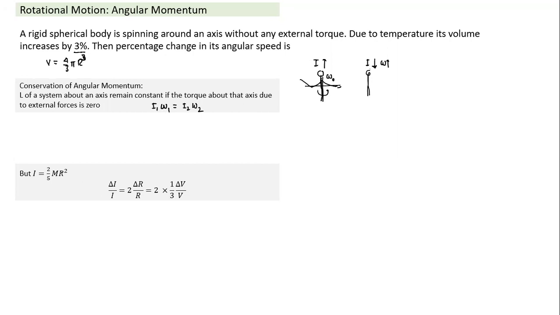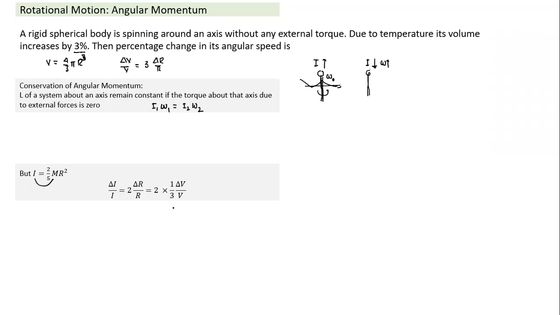So let's try to understand what the change in I will be. The relationship for I is like this. What is delta I by I for small changes? Mass is not changing, so it is 2 into delta R by R. And the change in linear dimension is 1/3 of the change in volumetric dimension. This equation I could have written as delta V by V is equal to 3 delta R by R. So delta I by I is equal to 2 into delta R by R.